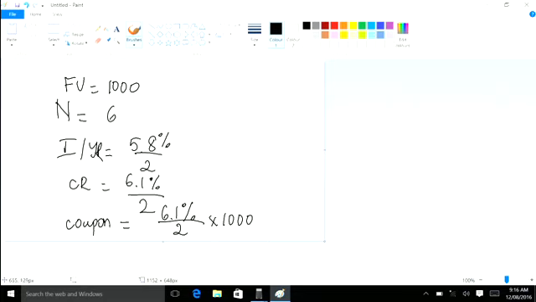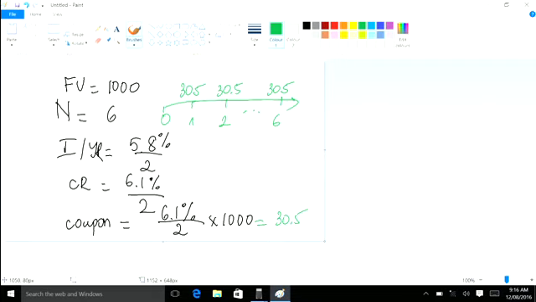So if you want to quickly draw a timeline, here our n would be 6, so from 0 to 6. Make sense? And the coupon payment that we receive every half a year would be 6.1% divided by 2 times 1,000, which is 30.5. Right? So we got $30.5 coupon every single half a year, including the last semi-annual, the last half a year.